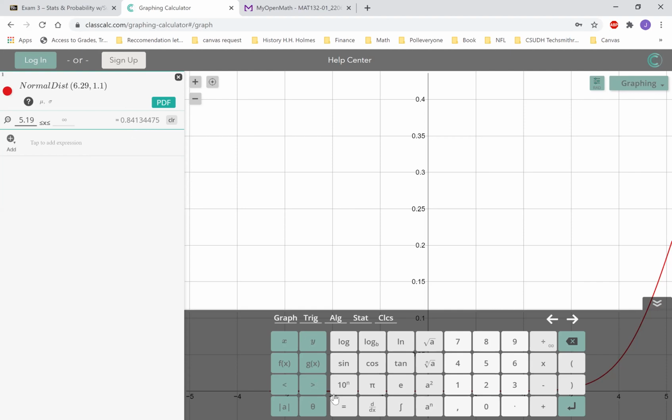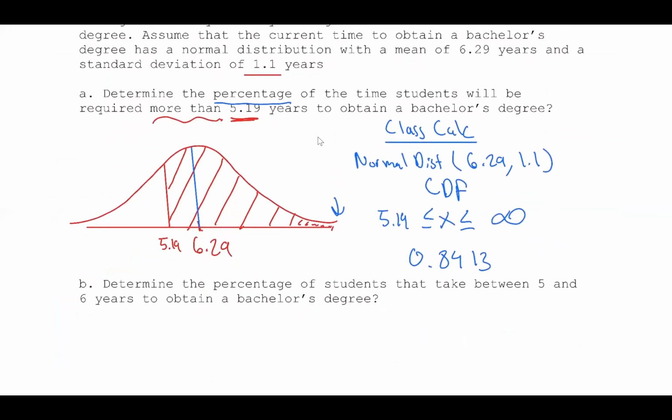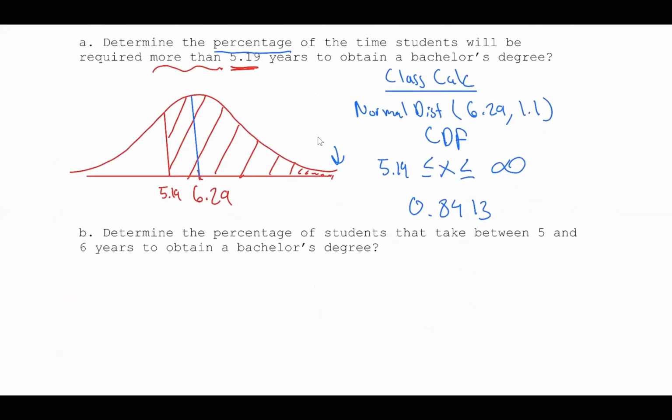So let me go back to the notes so that we can see what I answered for part A. All right, so for part A, you get 0.8413, and that's it for part A. Any question in regard to part A? All right, so let's do part B. I'm going to show you how to draw it and how to enter it into ClassCalc, but pretty much to get the final answer, you just enter it into ClassCalc and get it, because it's pretty much the same as this.